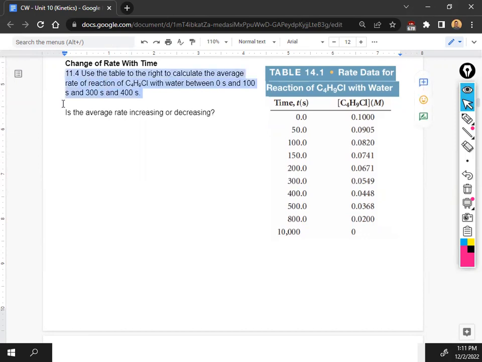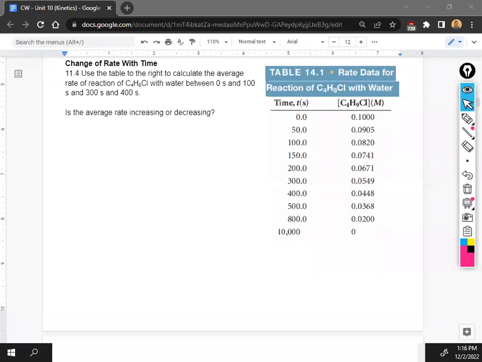But first, I want you to try solving this problem, 11.4. I've got a table for you to interpret, a lot of numbers. I want you to find two different average rates: the average rate from 0 to 100 seconds, and then from 300 to 400 seconds. Take about 3 minutes to do that. Just find those two rates. Then, if you want to answer the question of whether the rate is increasing or decreasing, you can try that on your own. The point of this problem is to show you that rate does not stay the same throughout the whole reaction. It can change over time.